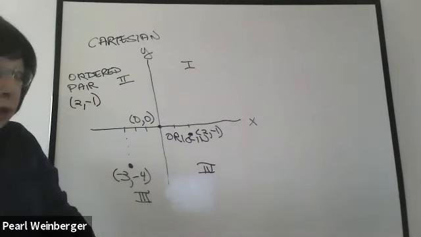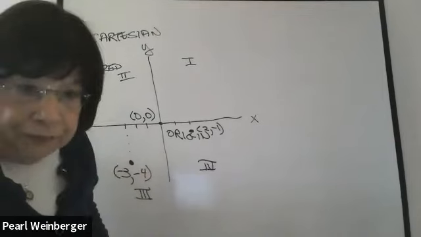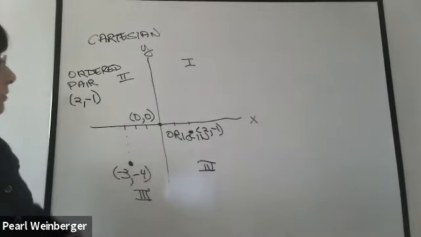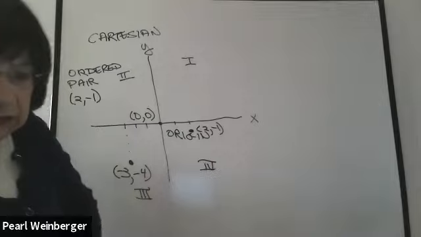So you can look at the points and actually tell what quadrant it's in without really doing the actual graphing of it, just by looking at the signs.